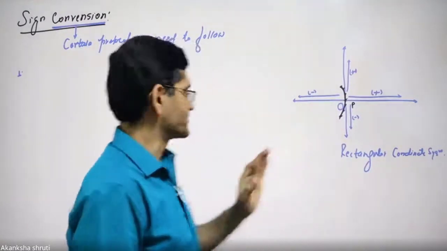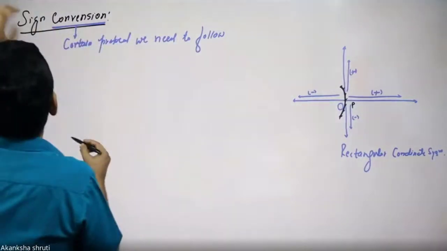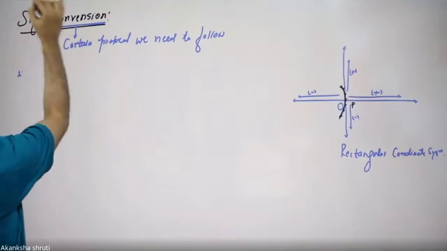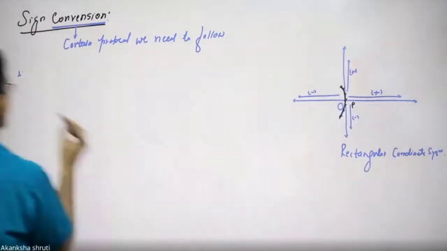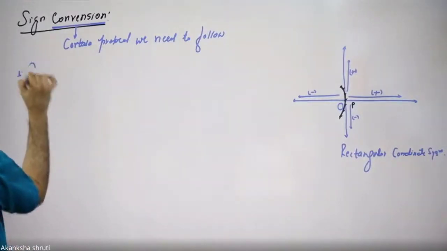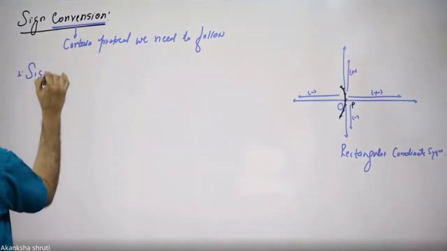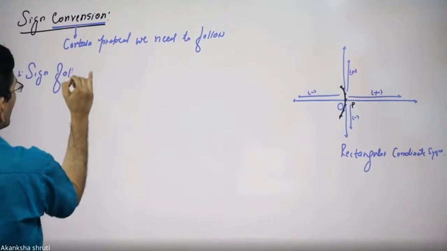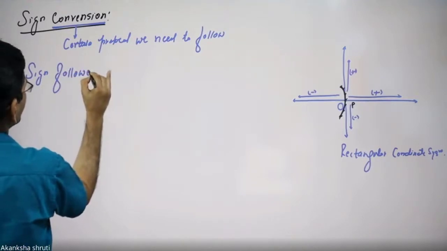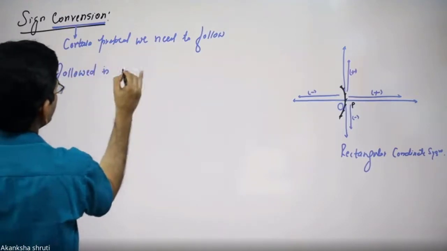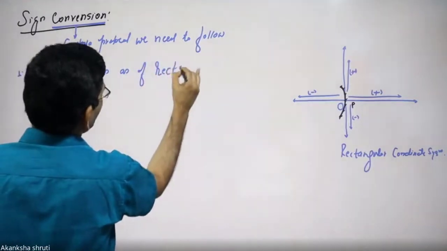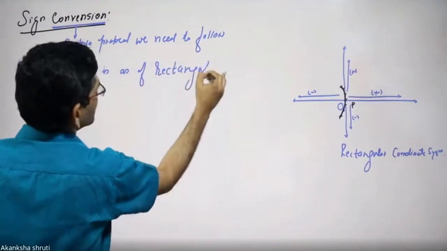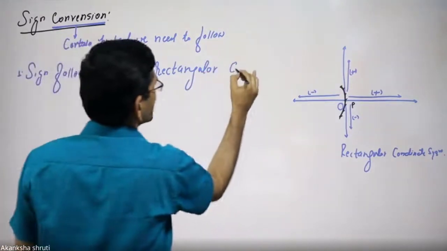Okay, that much simple. So the very first thing that we have to write: the sign followed is as of the rectangular coordinate system.